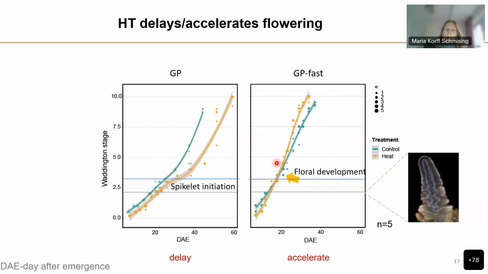So that showed to us that high ambient temperature had a main effect on floral development, and it either delayed floral development or it accelerated floral development depending on the genotype.